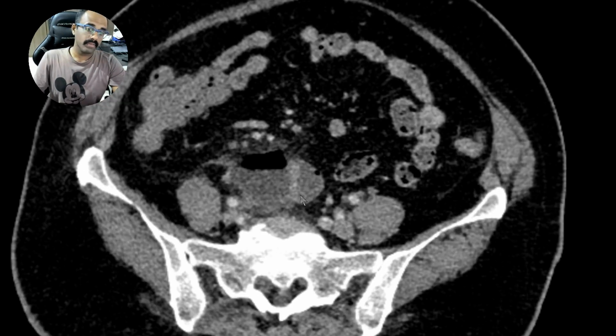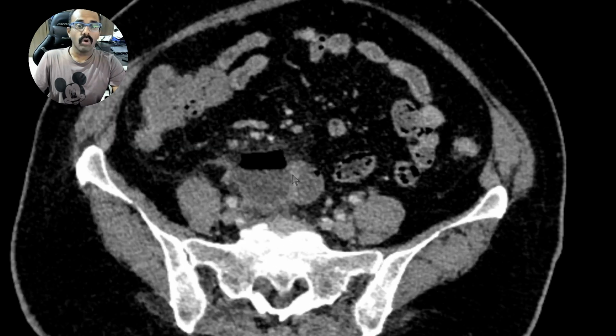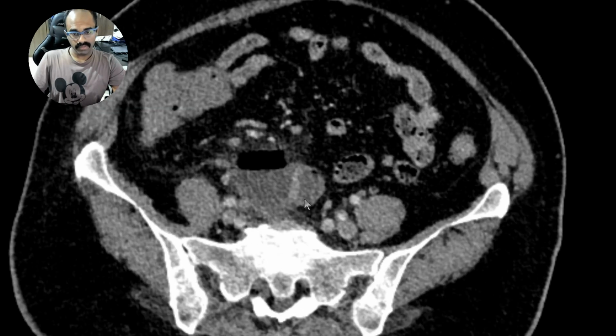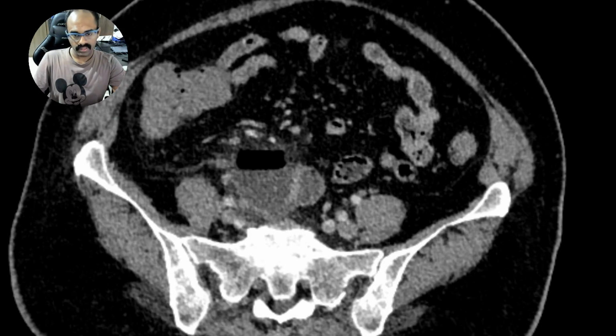The reactive inflammation is demonstrated by the hyper enhancement of the wall that is adjacent to the site of inflammation. If you see, this is the other side of the wall, normal thickness of one of the ileal loops, while the reactive inflamed wall is thickened with increased enhancement, contrast uptake.